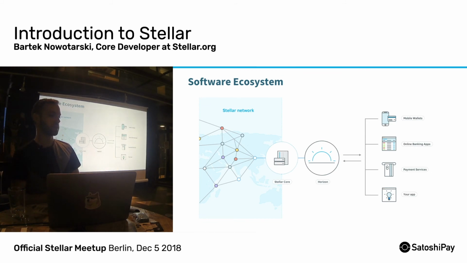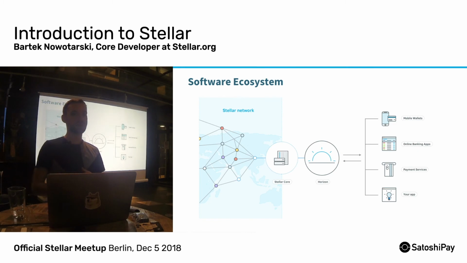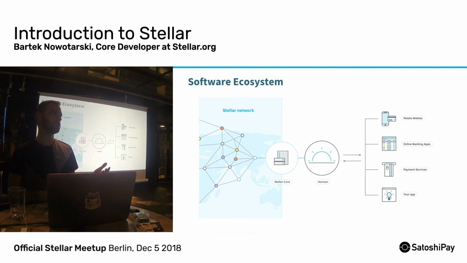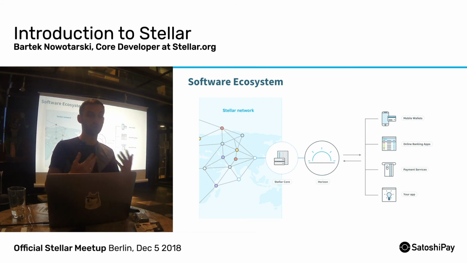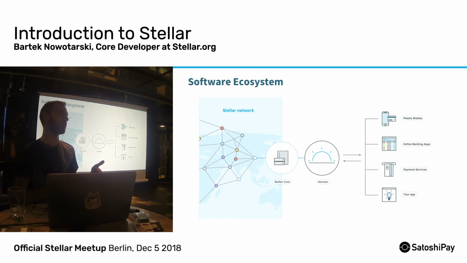And on top of Stellar Core, you can connect Horizon. And Horizon is actually a developer server that exposes the REST HTTP API you can use to, for example, query accounts, history of transactions, current offers, order books, and other network-related data. You can also subscribe to events. So, for example, let's say you are building a wallet application and you want to be notified every time there's a payment to your account. You can do it with Horizon.